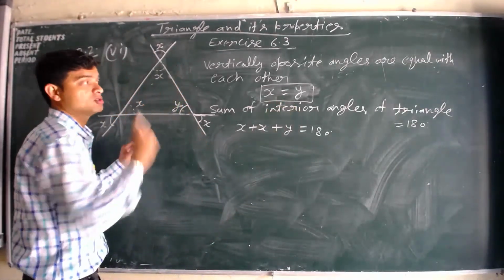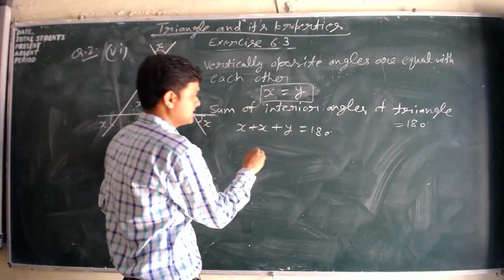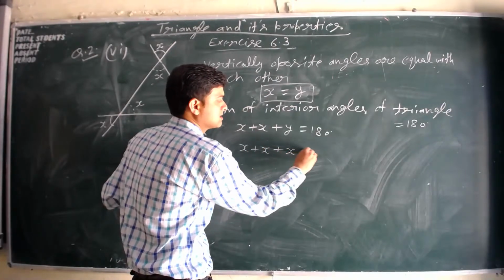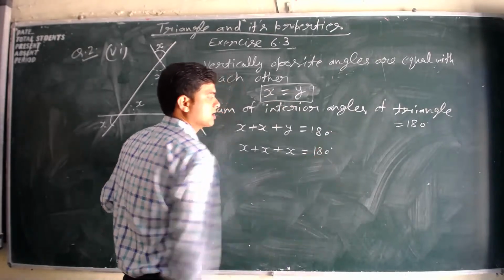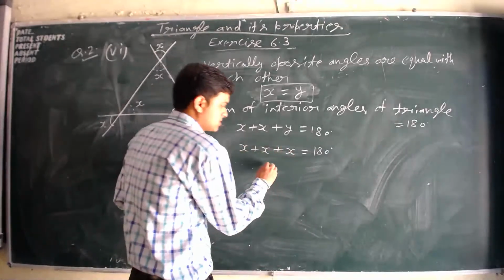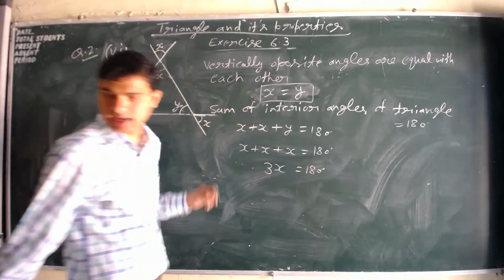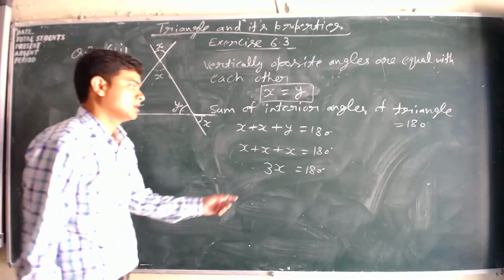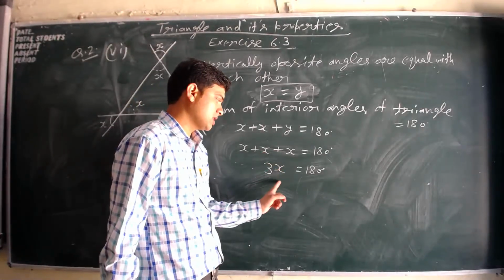इसके अंदर vertically opposite जो हमने property लगाई थी, तो x is equal to y था. तो y is equal to x, okay, it is x plus x plus x. Y is also equal to x. It means 180. Clear? Now x plus x plus x is equal to 3x. Is equal to 3x. Okay. Now we have to calculate x.